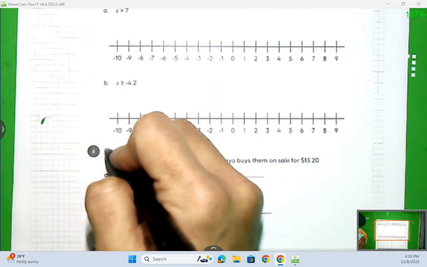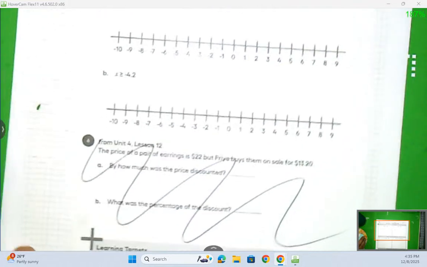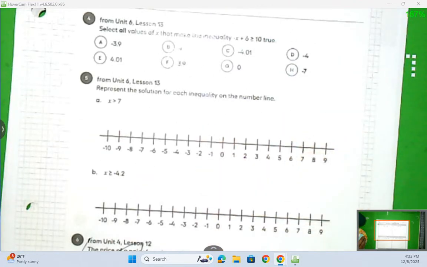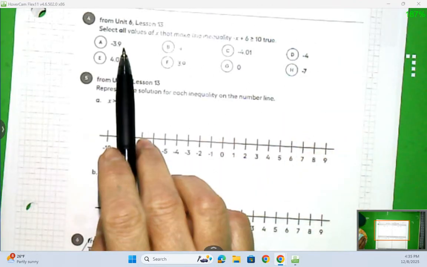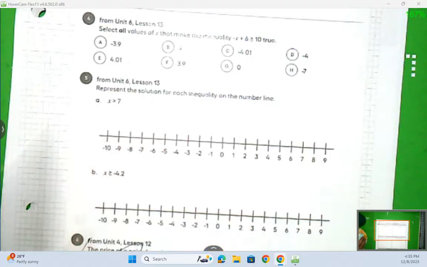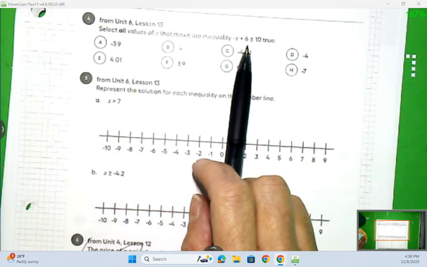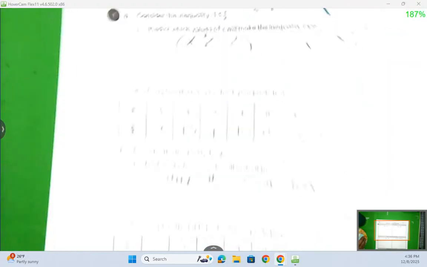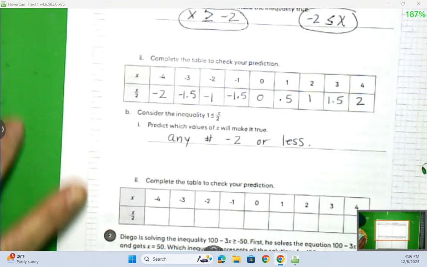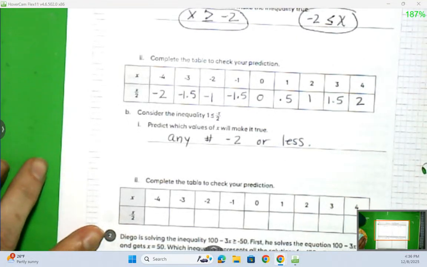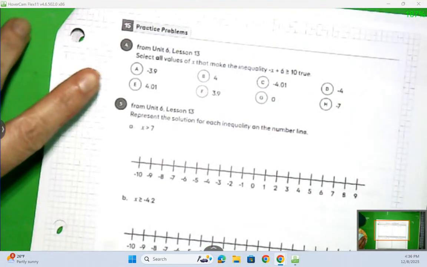Let's go ahead and skip this one. Okay, the last question you can skip, but I do want you to practice drawing on a number line and then also checking for solutions that would work for this inequality here. Okay, so you're just not doing question 6. You are doing questions 2, 3, 4, and 5 for homework.